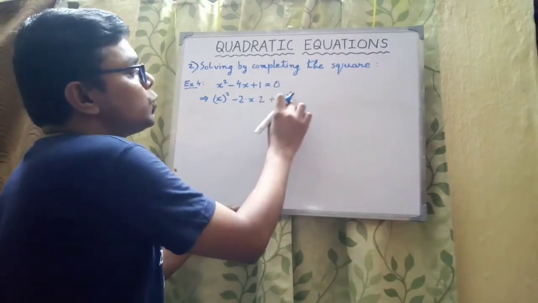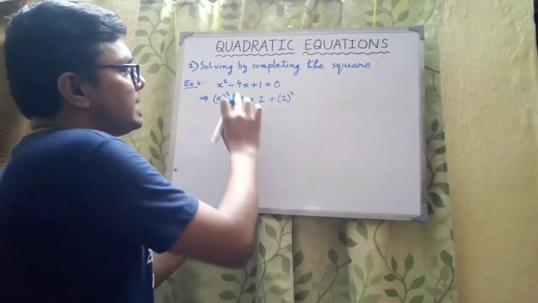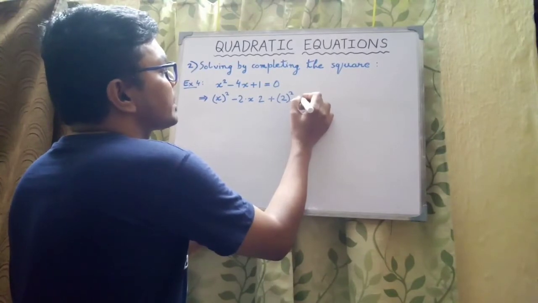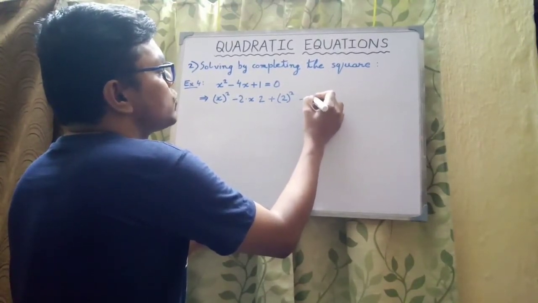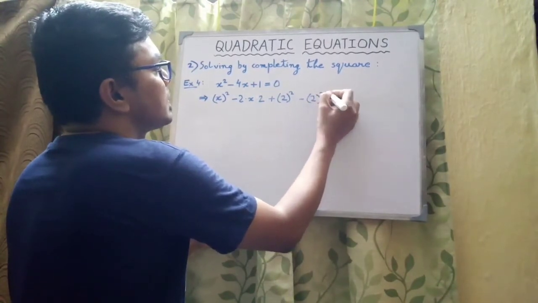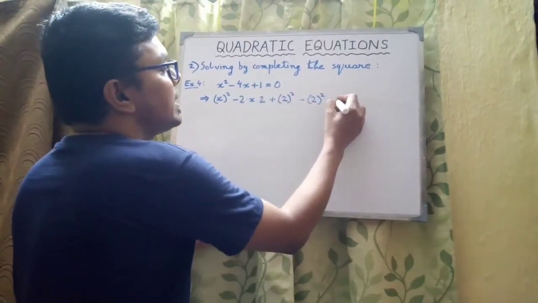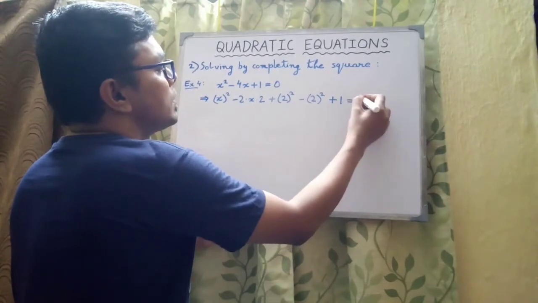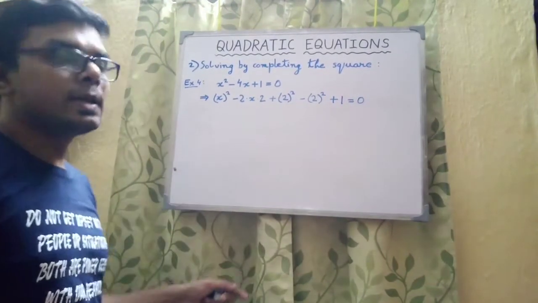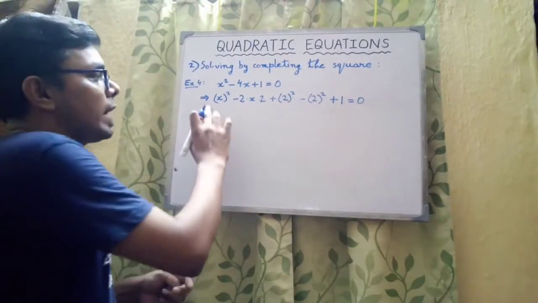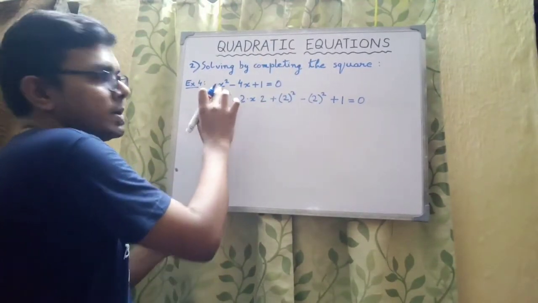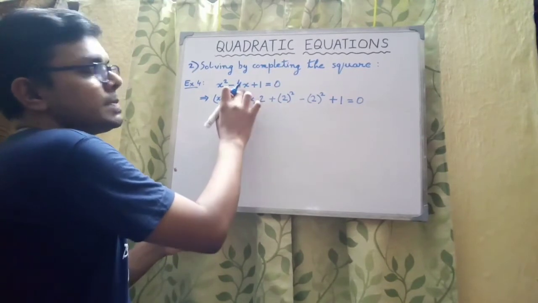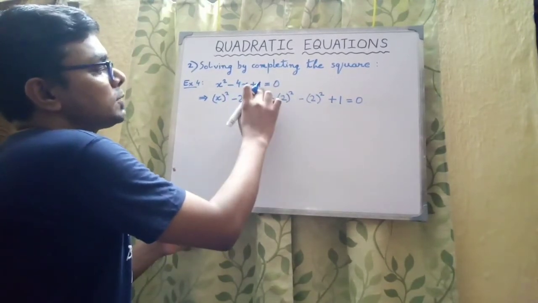Now this plus 2 square was not there in this expression, so we write it as minus 2 square, and the plus 1 is still remaining, so we write plus 1 equals to 0. If you still find it confusing, just have a look at this step first, then at this step. You see x whole square, that is x square, minus 2 into x into 2, that is minus 4x, plus 1 is plus 1.